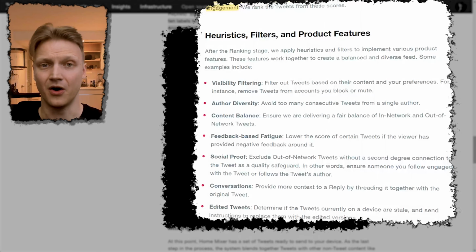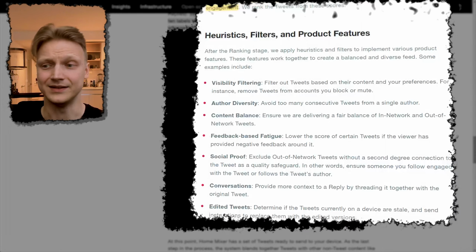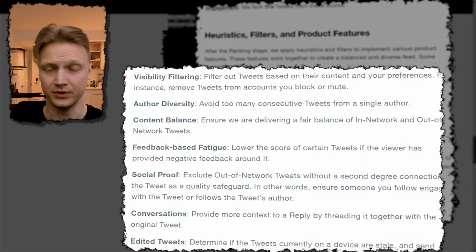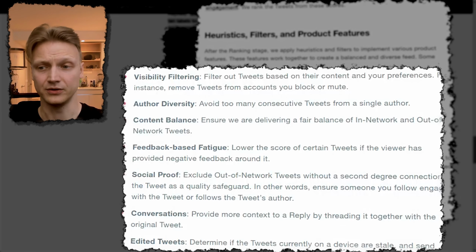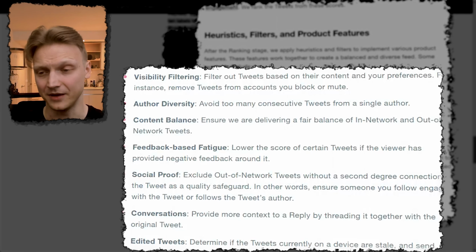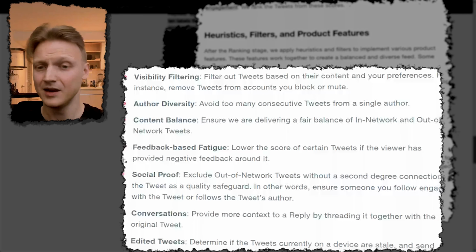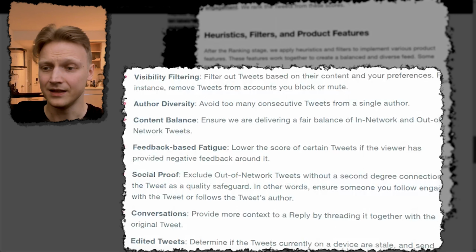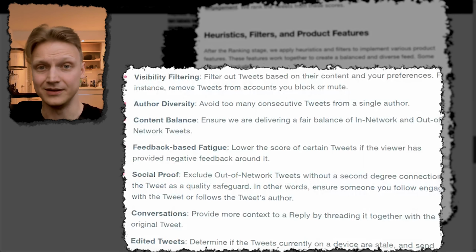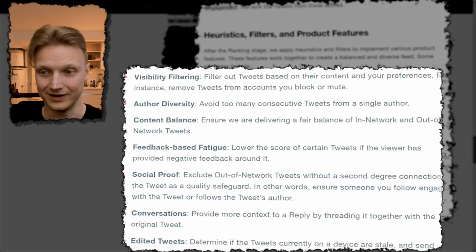They obviously want to honor your opinion and respect your preferences, so they will hide undesirable content from accounts that you block or put on mute. They respect author diversity and content balance, so you're not going to be seeing a lot of stuff coming from a single person, even if they're working relentlessly, like printing it out of the press. There is such a thing as fatigue, where the feedback that you give someone degrades over time, giving them a chance to engage with you again.